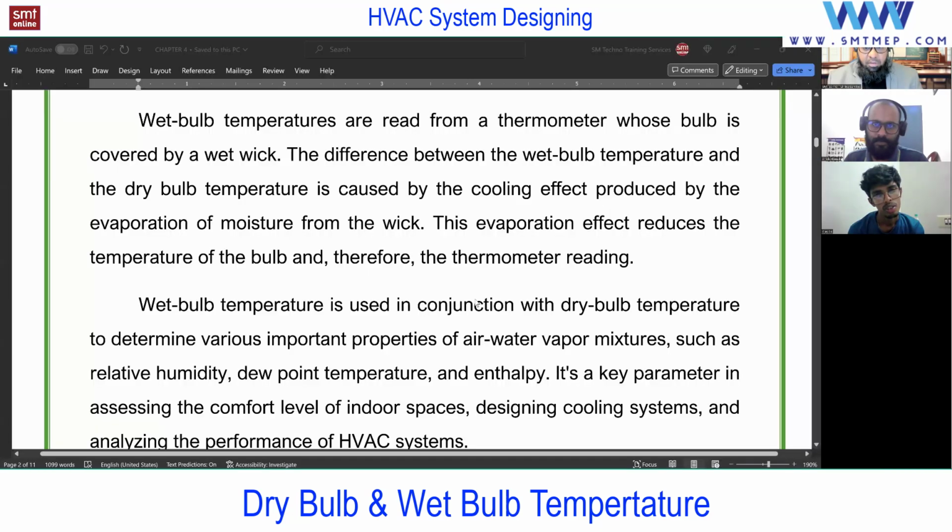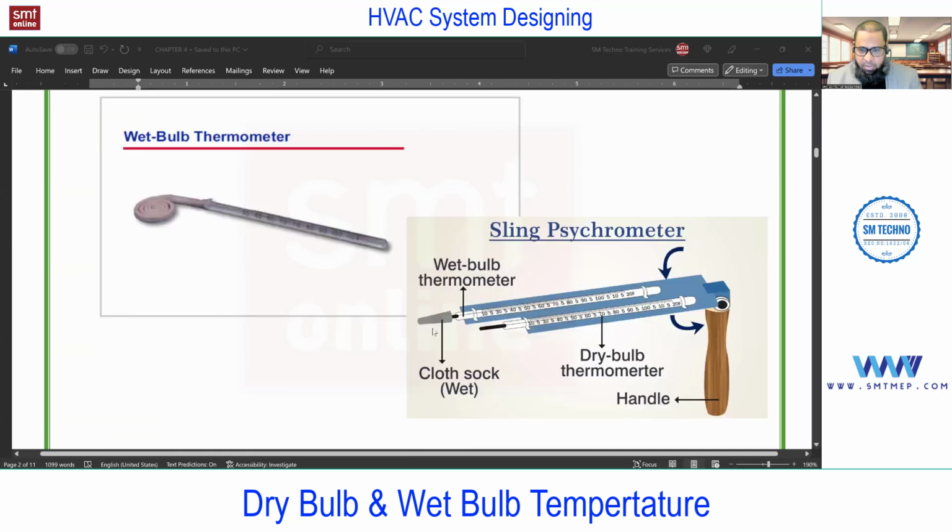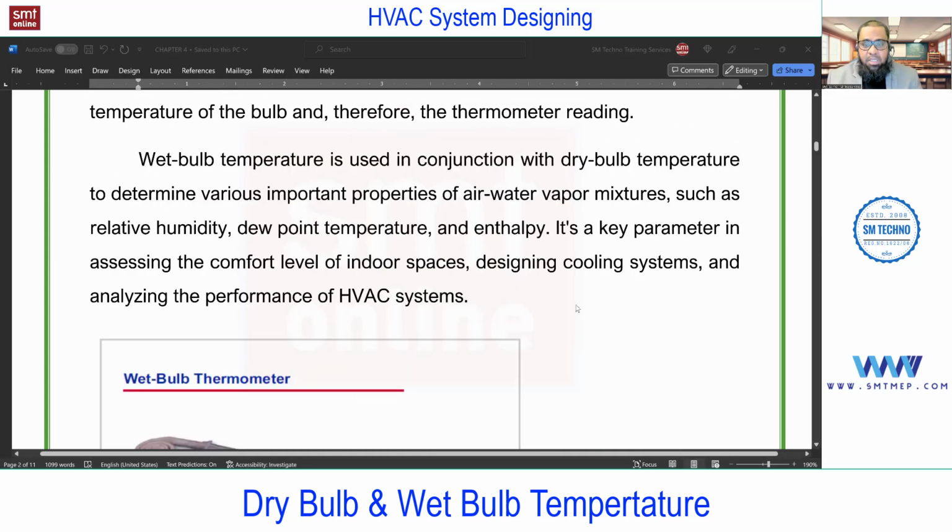Again, we have some more points, so I'm going to share the screen. First of all, get a clear idea about the process. This is called sling psychrometer. In that you'll find the dry bulb and wet bulb. The dry bulb, the normal thermometer, will measure the air temperature, and the other thermometer has cotton or a cloth which is made wet. After that, by this handle, we rotate this. Rotating means the movement of air. So after some time, the recorded temperature on the below thermometer is the dry bulb temperature, and on the above thermometer we get the wet bulb temperature. This is the process. Now the question is why this property is required.